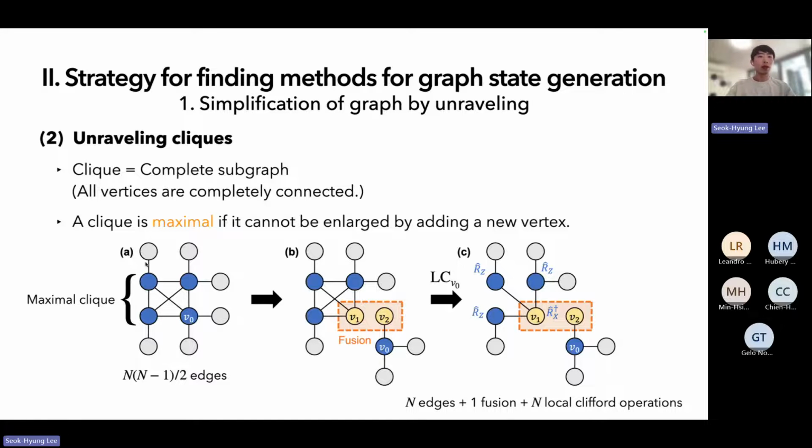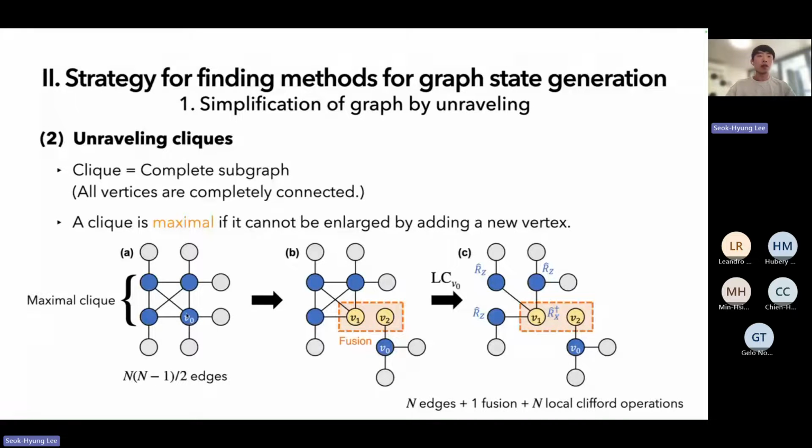And if we can find such a structure in the graph state, then we first select one of the four vertices, then separate these. For example, let's assume that we select this V0. Then we separate this like this by adding 2 new vertices, then we can see that if you apply a fusion between these 2 vertices, then we can recover this state.